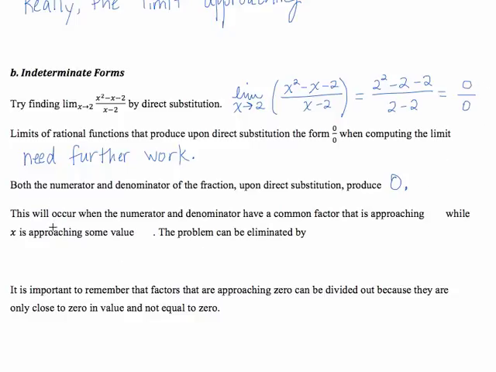So this occurs when the numerator and denominator have a common factor that is approaching 0, while x is approaching some other value, some value of c. So that means you basically have a factor that's approaching 0 on top and bottom, but there could be other factors approaching numbers, and that's why we can't tell. So the problem can be eliminated by factoring and dividing out the problem-causing factor.